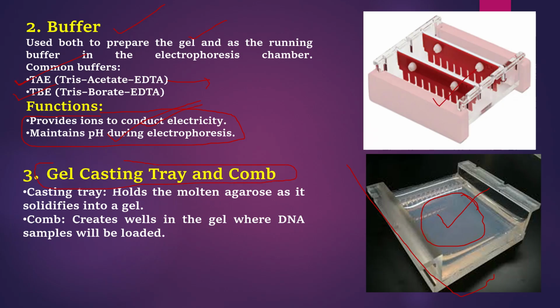Okay. Third is the gel casting tray and the comb. Here the comb is shown, and the gel casting tray. The casting tray holds the molten agarose, which is going to polymerize into a gel. The molten agarose is poured into the tray, just as we pour idli mixture into an idli mold. And the combs create the wells in the gel where the DNA samples are loaded.